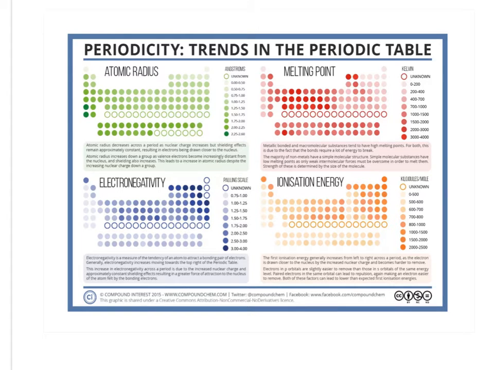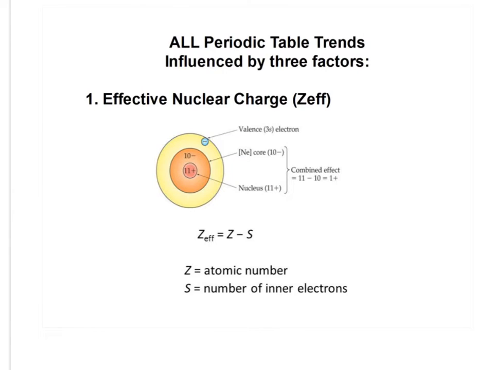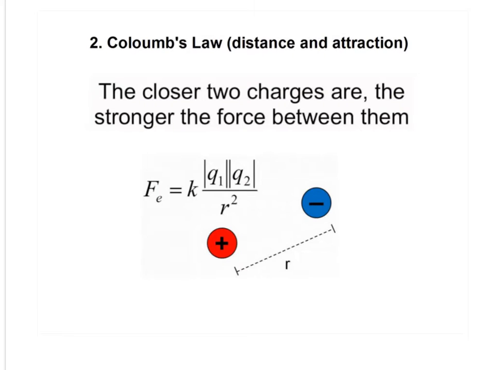All right, this video is over trends in the periodic table. All the trends are influenced by three factors. The first one is effective nuclear charge. This is the positive pull that the electrons feel based on how many protons are in the nucleus. The more protons in the nucleus, the stronger the Zeff, or the effective nuclear charge.